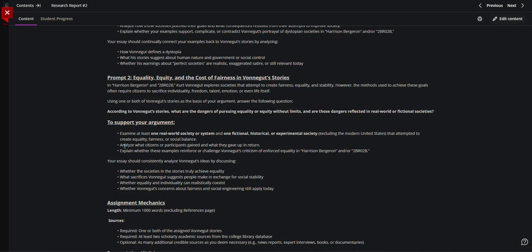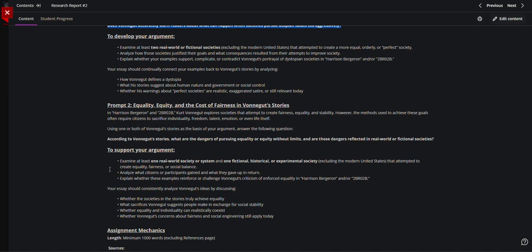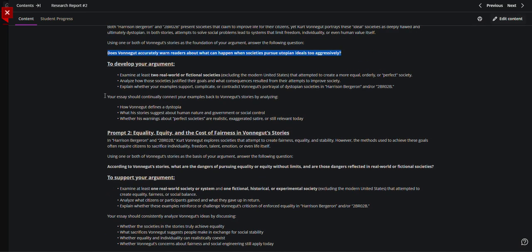You're going to analyze what citizens or participants gained and what they gave up. So there's always a cost there. And you're going to explain whether these examples reinforce or challenge Vonnegut's criticism of enforced equality in Harrison Bergeron or To Be or Not to Be. So they're very similar prompts, but slightly different bents. So be sure to choose carefully which one you think that you would like to answer.